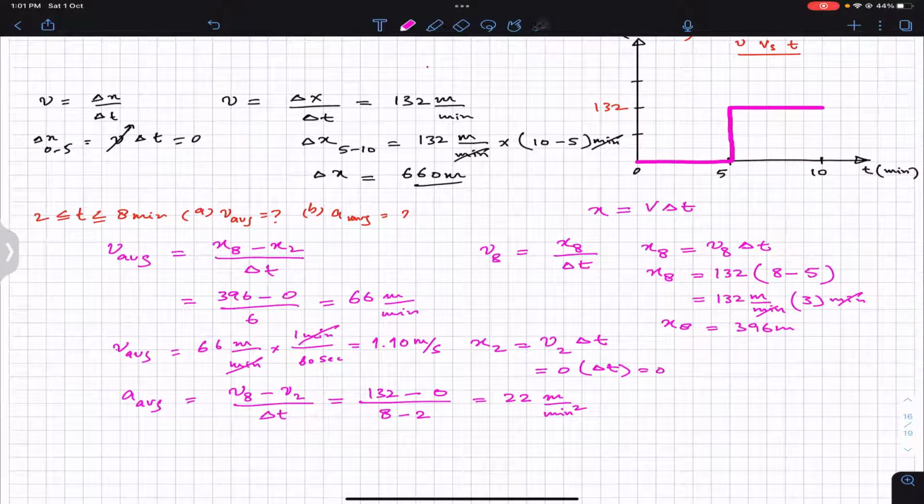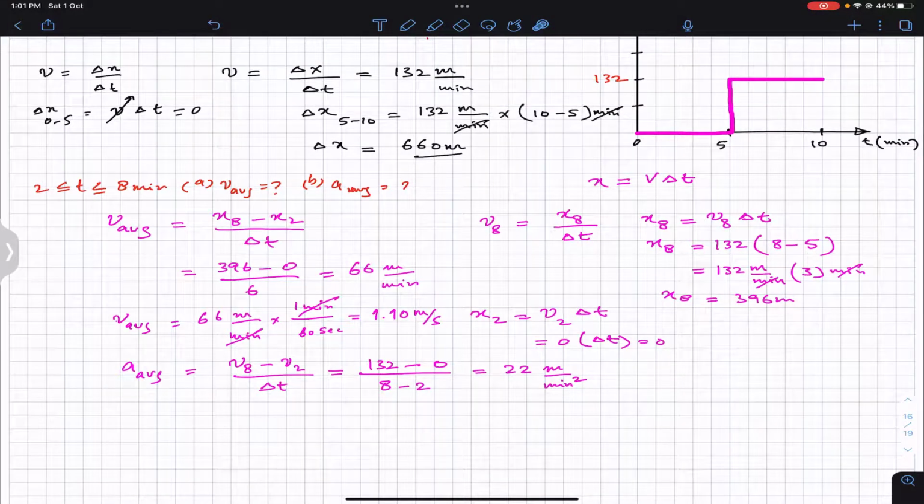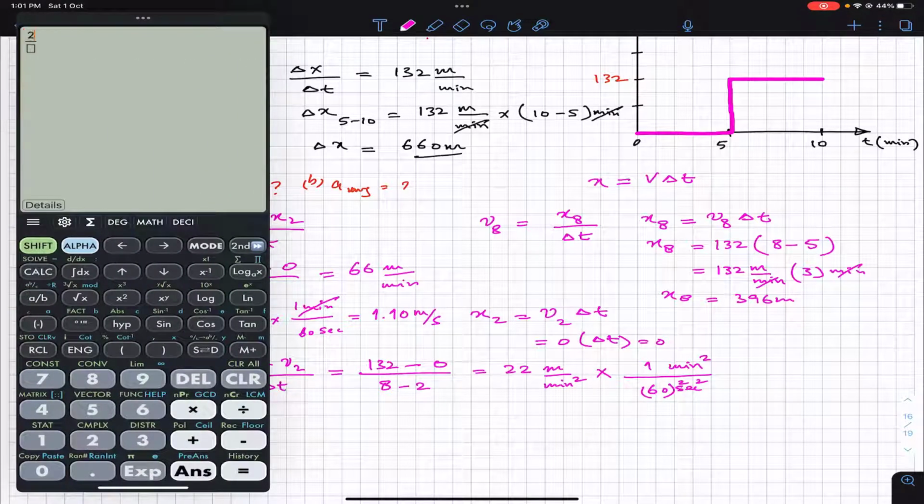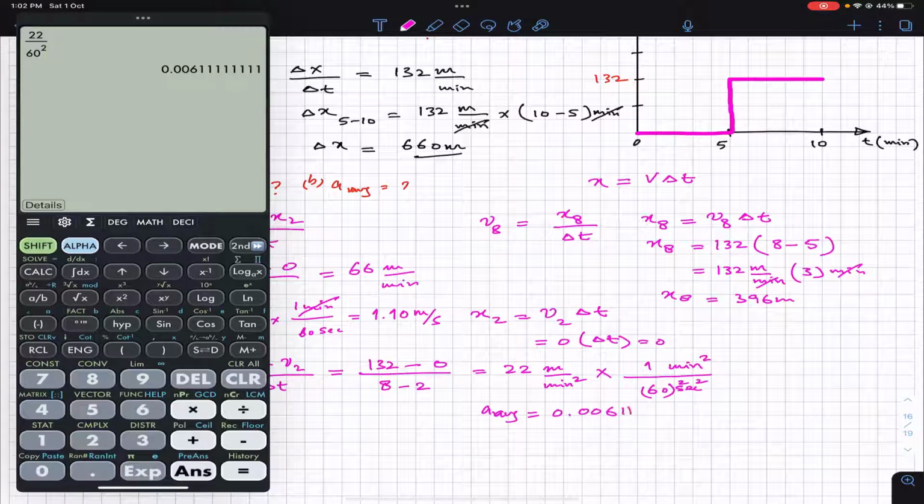And this will be meter per minute square. Since this is the acceleration, 132 is meter per minute, and this is in minutes. So meter per minute square is the average acceleration for this particular interval. Now if you are interested to find this average acceleration in meter per second square, we have to convert the units. Now we want to cancel out this minute square, so 1 minute is 60 seconds, and we have to take the square. So 22 divided by 60 square gives us the average acceleration for that particular interval, equal to 0.00611. So this is in meter per second square. Now in meter per minute square, the average acceleration is 22, and in meter per second square it is 0.00611.